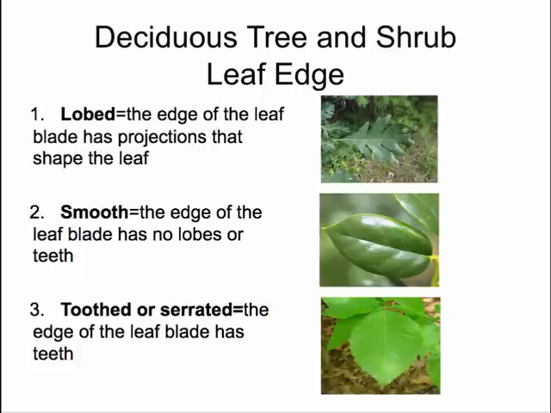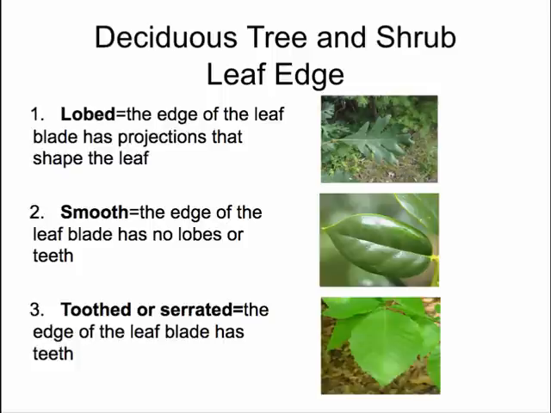The next characteristic for deciduous trees we're going to talk about is the leaf edge. There are 3 different leaf edges that leaves can have. The first one is a lobed edge. This is where the blade has projections that shape the leaf. A typical example would be an oak tree. Another leaf edge would be a smooth edge, in which the leaf blade has no lobes or teeth.